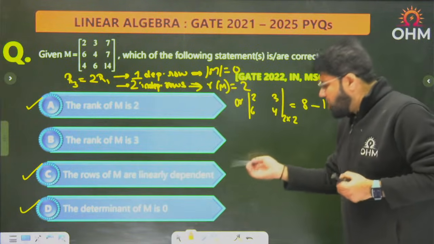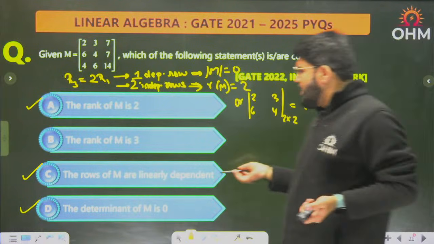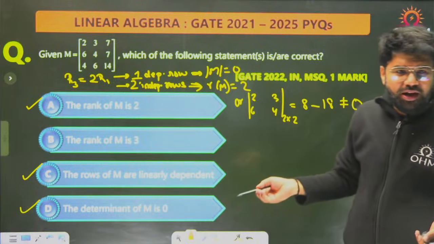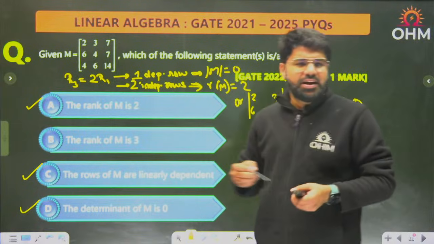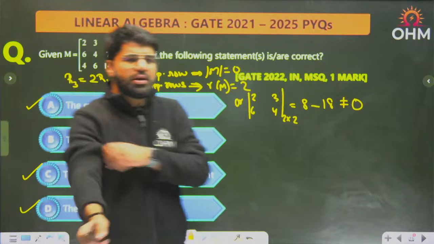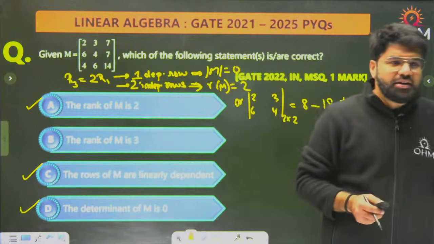If the rows were not dependent, that means all the rows are independent. If all the rows are independent, then the determinant should be non-zero and rank will become 3. So A and D, automatically C is correct here. So A, C, D, 3 answers correct for this MSQ question. Yes, Vinay Pratap, C also correct, right? Correct.